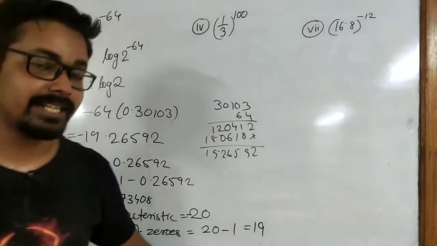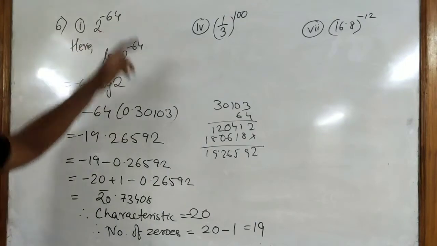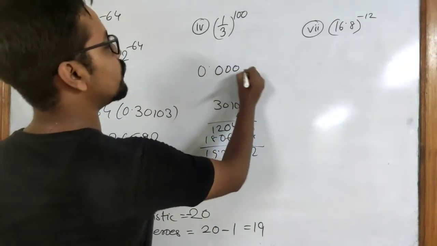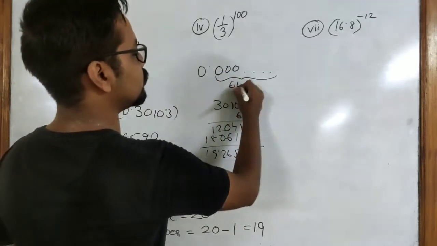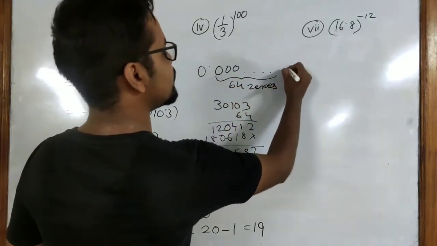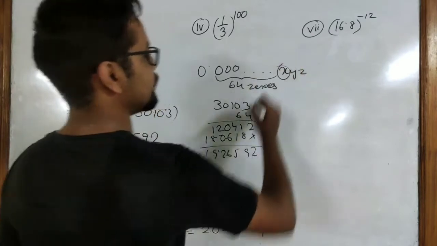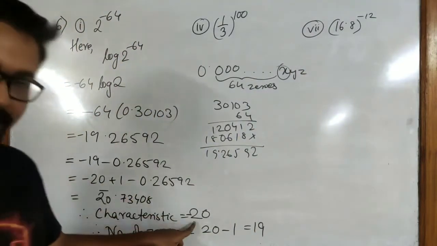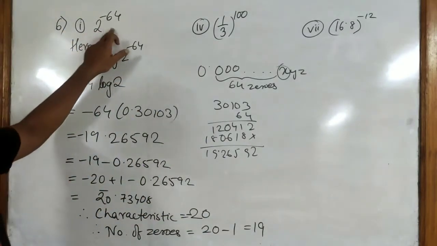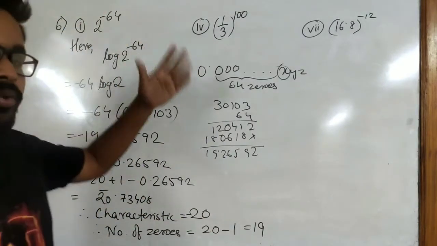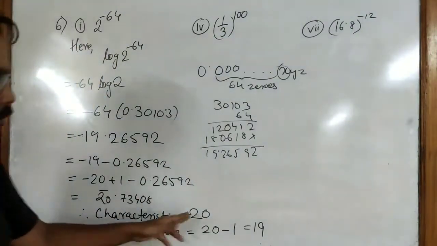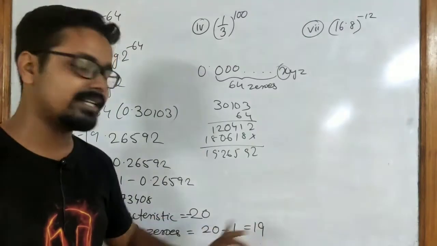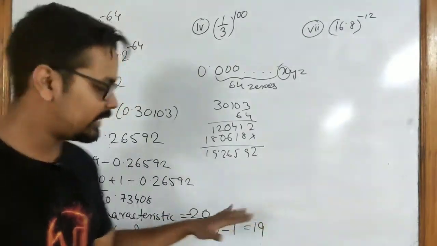So it is 19. So if you find the value of 2 to the power minus 64, it is going to have 0.000, we are going to have 64 zeros before we reach the first significant digit. Okay, so that is how we find out. We find the characteristic. It is going to be a negative value, obviously, because this number is less than 1. So any number less than 1 has a negative characteristic. So we don't need to take the negative sign, just take the value, that is 20, and subtract 1 from it, and you get the value, that is the number of zeros. So that's how you find out.